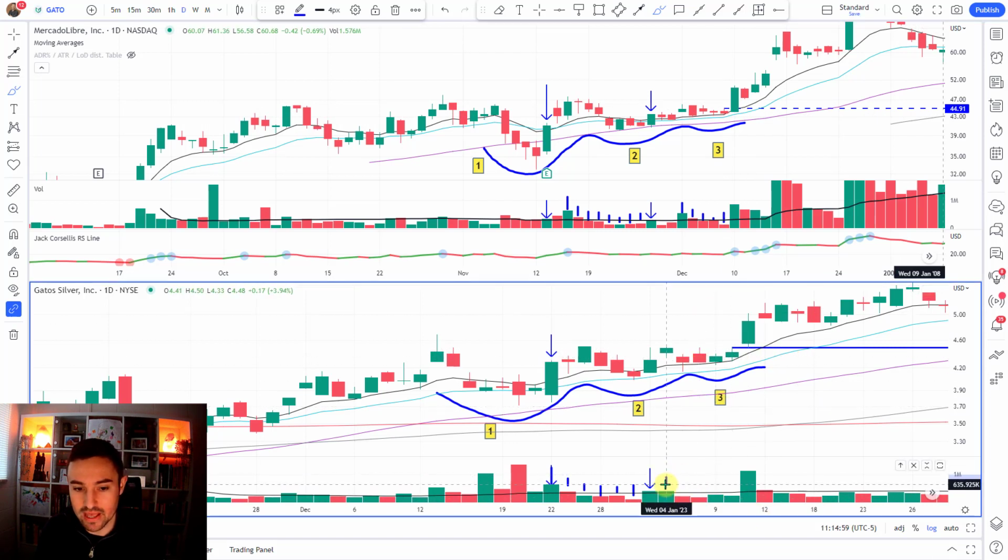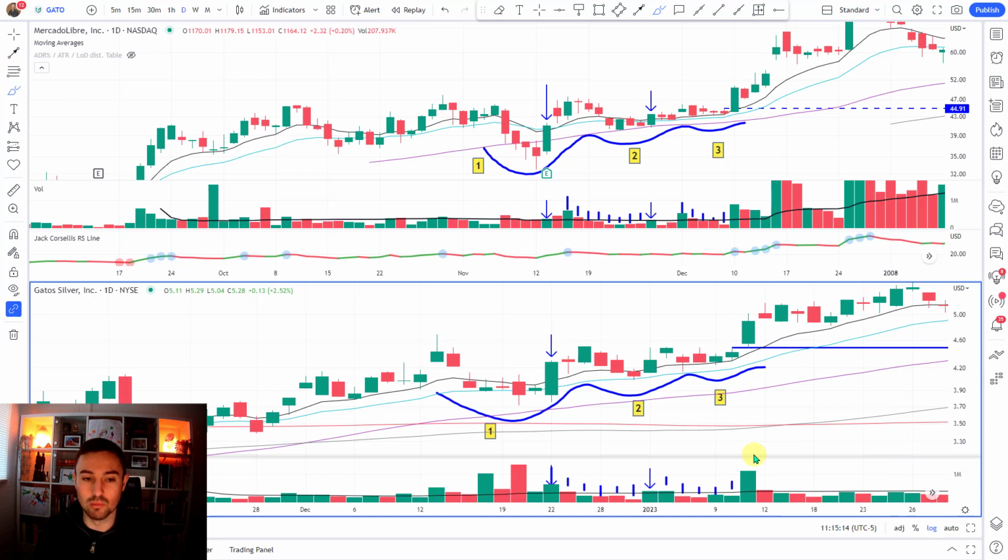Now with Gatos Silver here, the volume just stays below the 30-day average for around about 4 days or so. I actually bought it coming through the high of the 9th of January here, so I was a day early to the actual breakout. The breakout came 2 sessions after I was in it here. It can happen very easily that you're 1 or 2 or 3 days early to the actual breakout if you're looking for these very tight pivots.